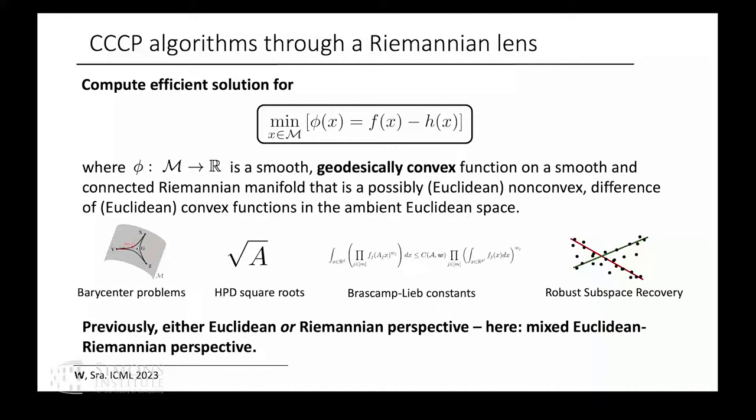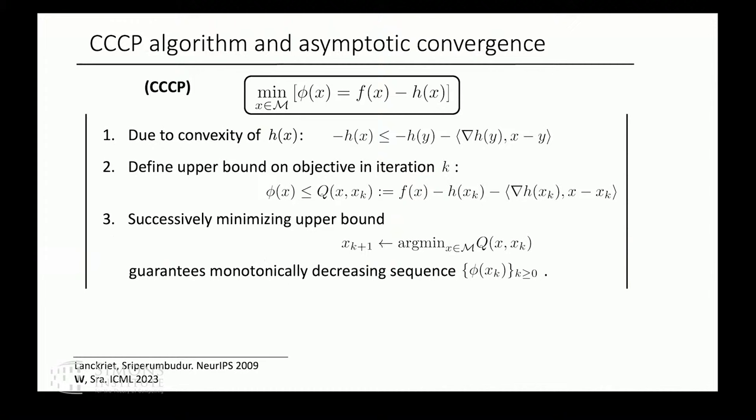The algorithms that we're analyzing in this talk are CCCP algorithms. That stands for convex concave procedure. It's a very simple Euclidean algorithm that I can derive for you in one slide. So I will do that.